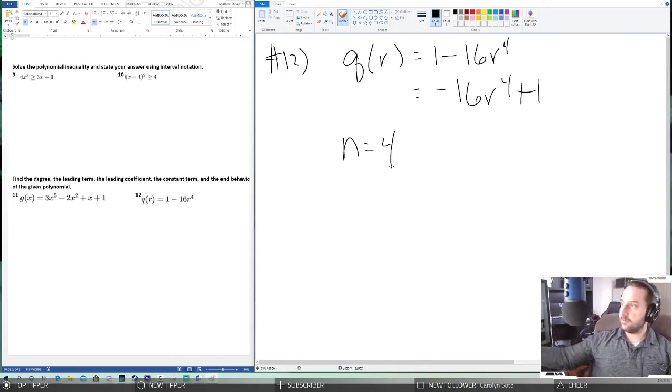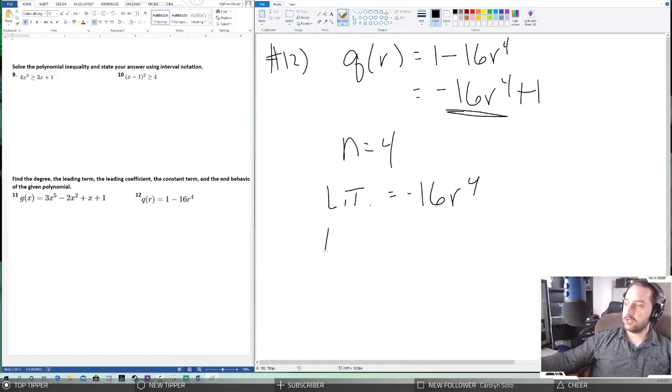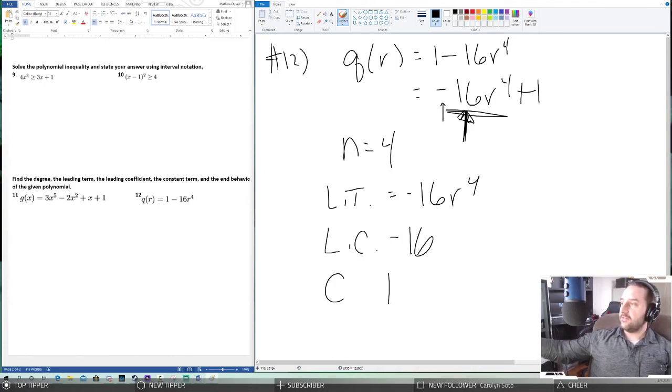The leading term is going to be negative 16r to the 4th. The leading coefficient, that's negative 16. The constant term, that's going to be 1. And the end behavior: so negative and even. So my end behavior is going to model something like that.